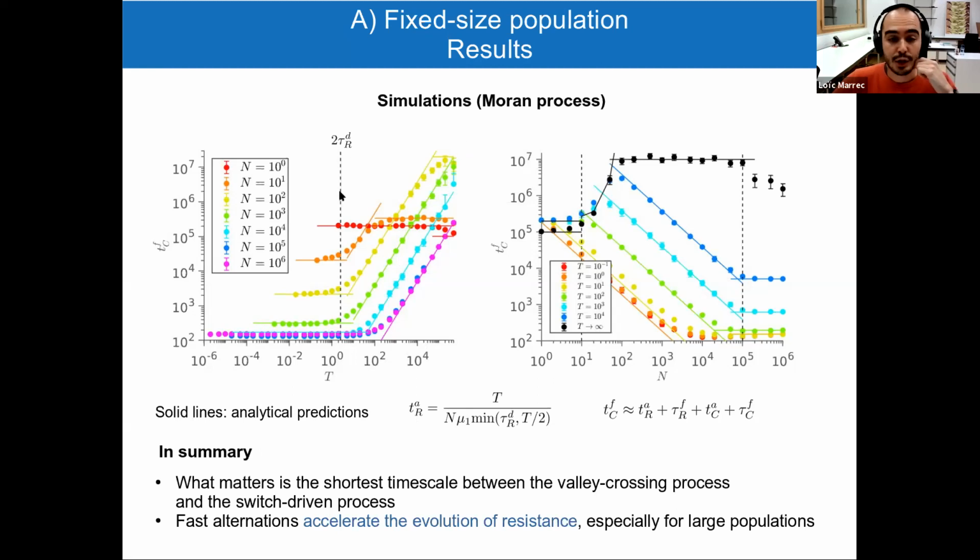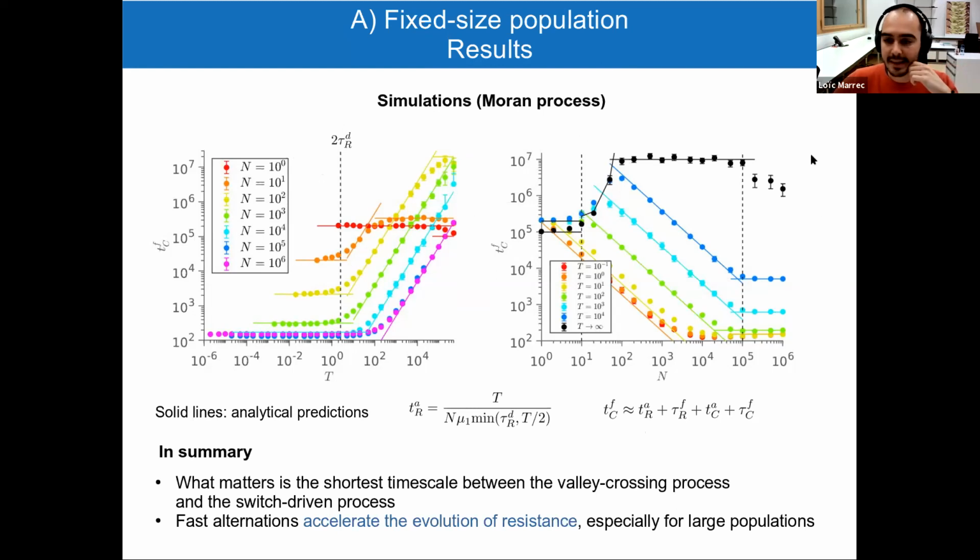And I should say here that I plotted for different population sizes, and the data points are simulated data, and the solid lines are my analytical predictions. So there is a very good agreement between the data and my analytical predictions.